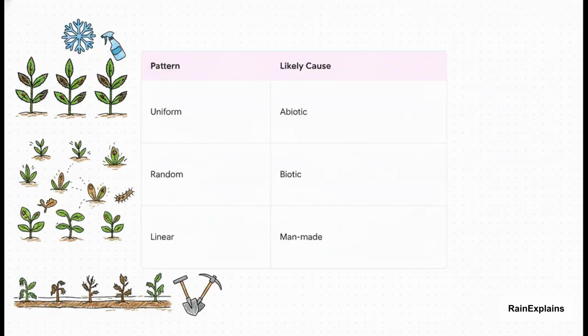But if the damage is totally random, just popping up as scattered hotspots that slowly spread over time, well, that suggests a biotic, living pathogen moving naturally from host to host through your garden. And what if you see a perfectly linear line of dead plants? No way that's natural. That's almost certainly man-made. Think about a straight trench being cut for a new sprinkler system right through a really vulnerable root zone. The pattern always reveals the perpetrator.